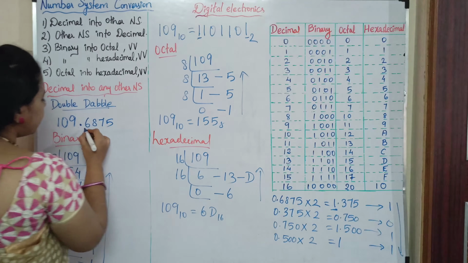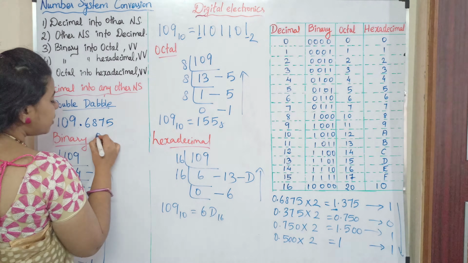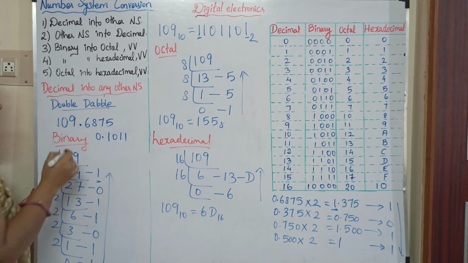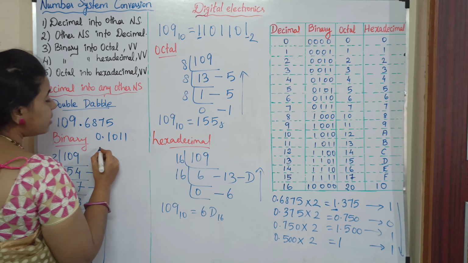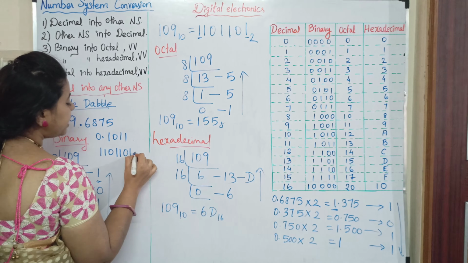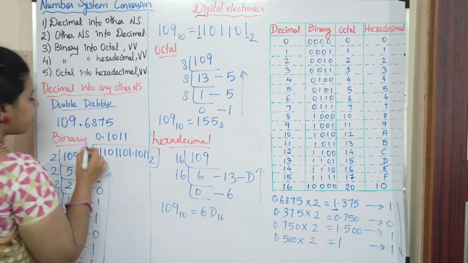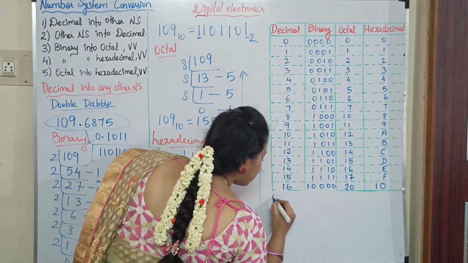So what is that? 0.6875 can be written as 0.1011. Here binary equivalent for the decimal value 109.6875 is 1101101.1011. So this is the binary equivalent for the decimal value. Do the same thing for octal.